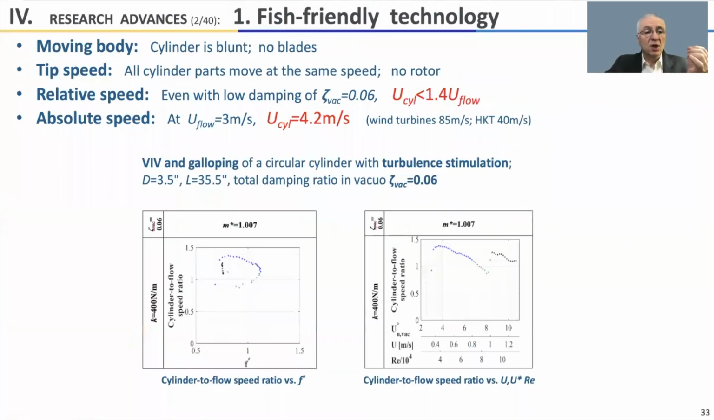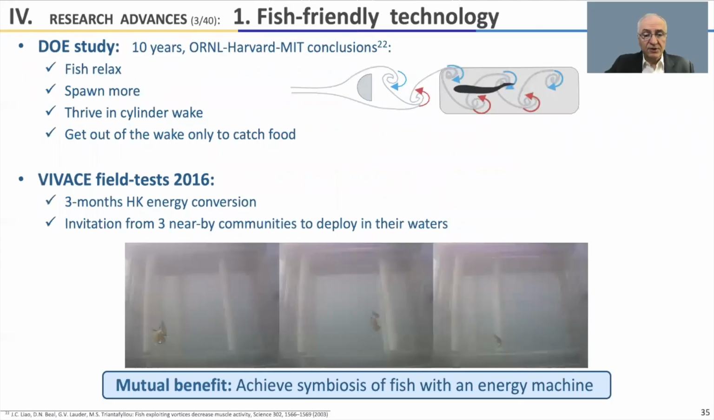I mentioned to you that we have low motion of the cylinder, and here are the results, even for a soft spring and a low damping. You can see that the ratio of the cylinder velocity to the flow velocity does not exceed 1.4 for slow speeds and 1.2 for high speeds. This is very important, of course, because in case we have some collision with marine life or with people, this is not a deadly velocity. This sequence of pictures down here is from the field test we conducted in 2016.